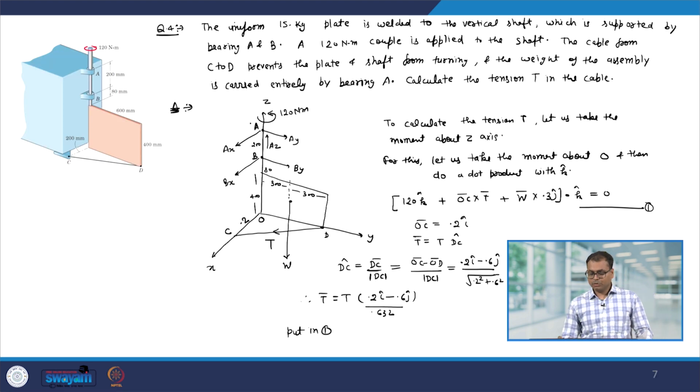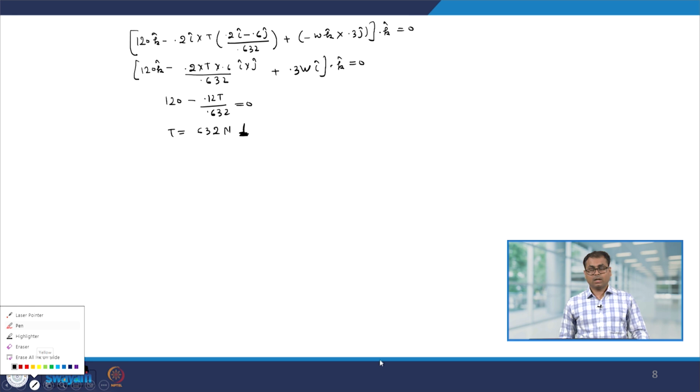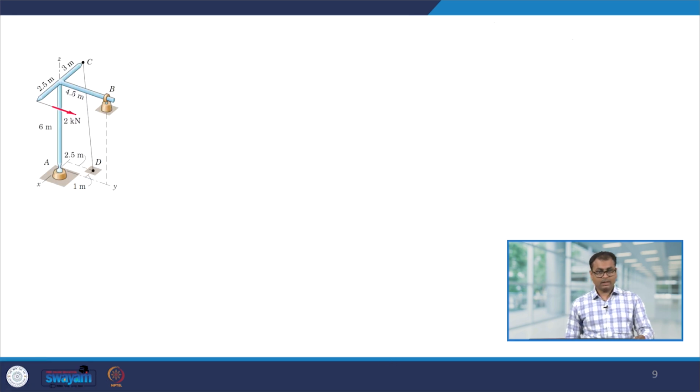So, just by using a single equation, note that we were able to find out T, and the trick was to calculate the moment about the z axis. Now, let us look at one more problem in 3 dimension, and here the problem statement is following.